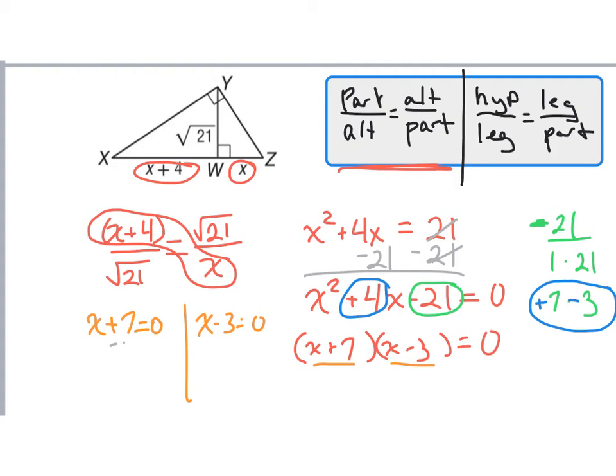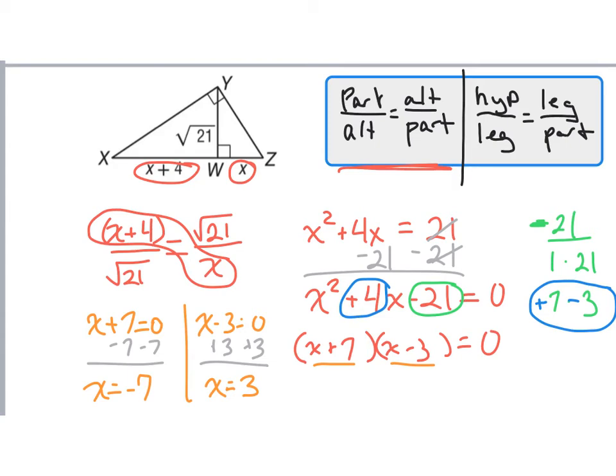If I solve these problems by subtracting 7 on both sides, I get x equals negative 7, and then adding 3 on both sides, I get x equals a positive 3.